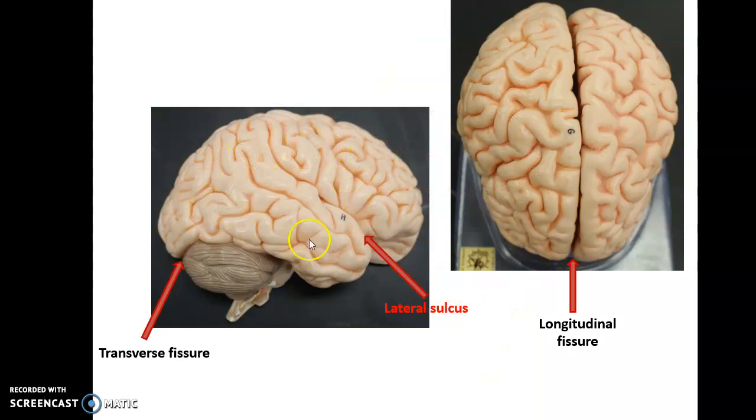Here is the lateral sulcus. Lateral sulcus is a big sulcus on the lateral side. There are two of them, of course, right and left. The transverse fissure is the space between the cerebrum and the cerebellum. So there's the transverse fissure. The longitudinal fissure is the space between the right and left hemispheres of the cerebrum.